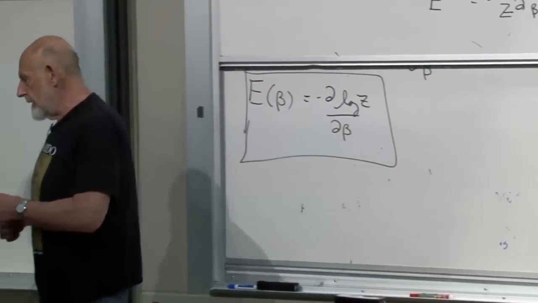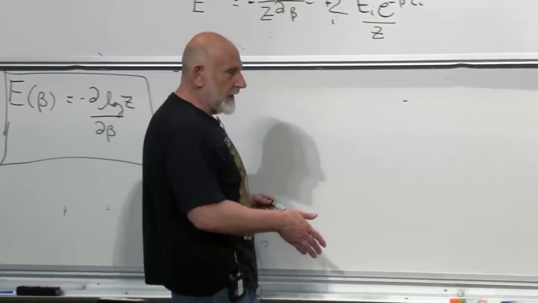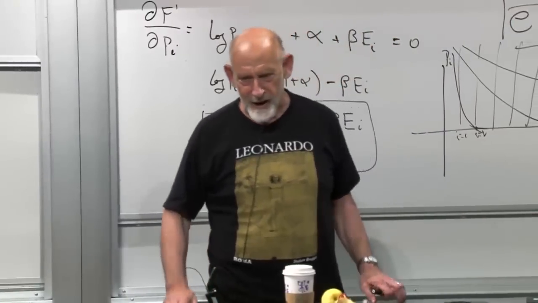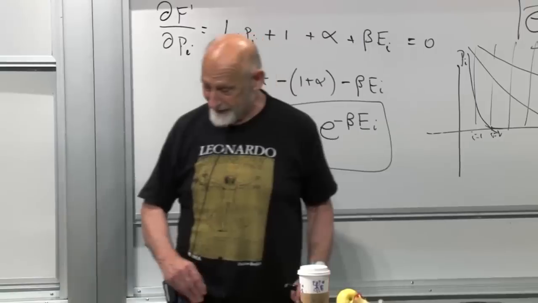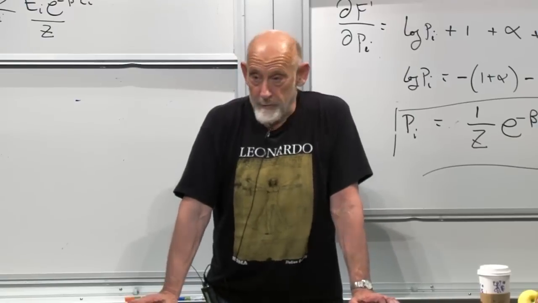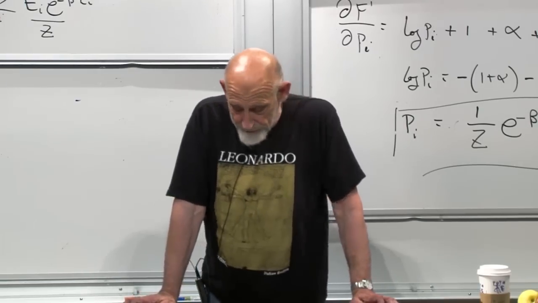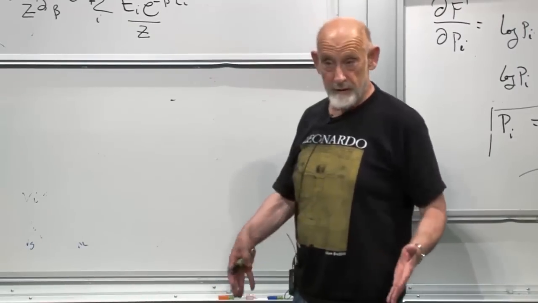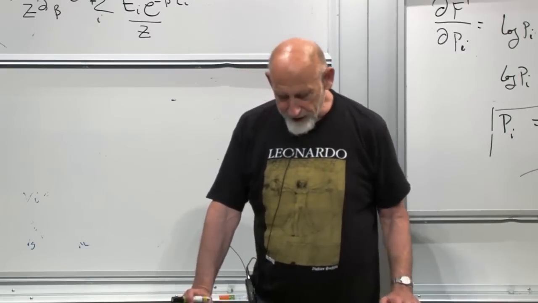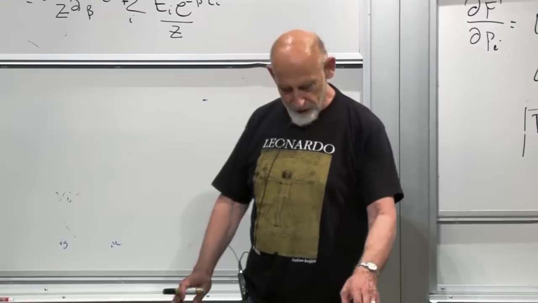Now, in a box of gas, it's much easier to measure the temperature than it is to measure the energy in the box. How do you measure the energy of a box of gas? Well, you can weigh it and use E equals mc squared. That's a lousy way. It's a great way, but not helpful. It's much easier to measure the temperature. You stick a thermometer in, you measure the temperature, and if you know the connection between E and beta, then you can determine the energy. But there's one hang-up. We haven't shown yet that beta is connected with the temperature. So let's do that now.